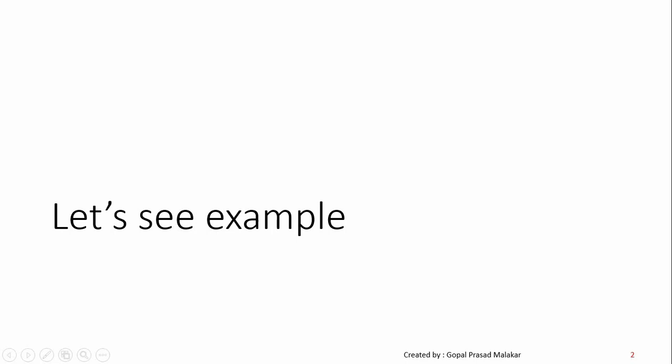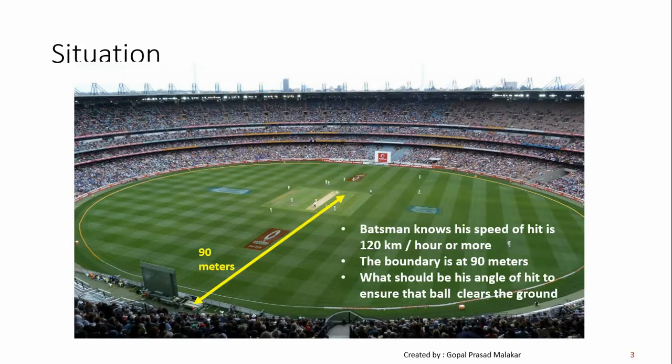Situation is like this, that there is a playground, and in the playground the boundary is actually at 90 meter. Here is the batsman. Batsman knows that his speed of hit is approximately 120 km per hour or more. So he knows his speed. The boundary is at 90 meter. The question is that what should be the angle of hit to ensure that the ball clears the ground. Ball definitely comes here. That's the question.